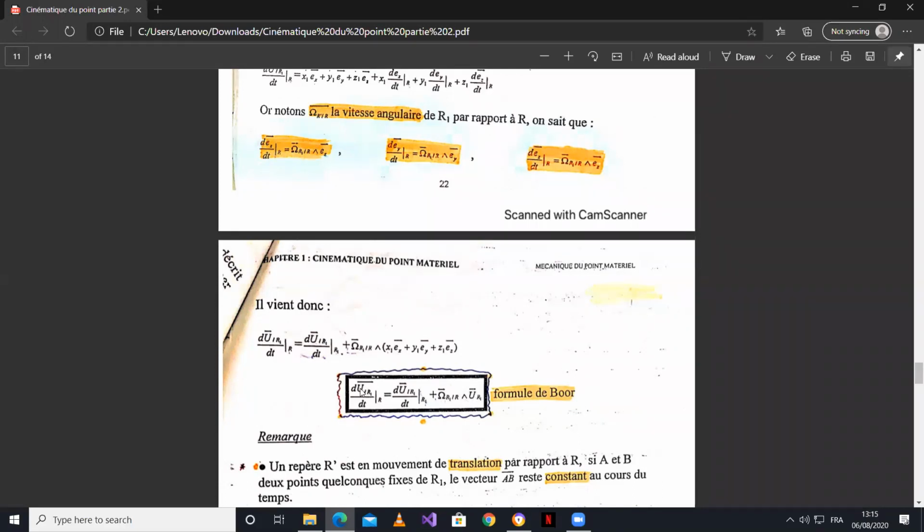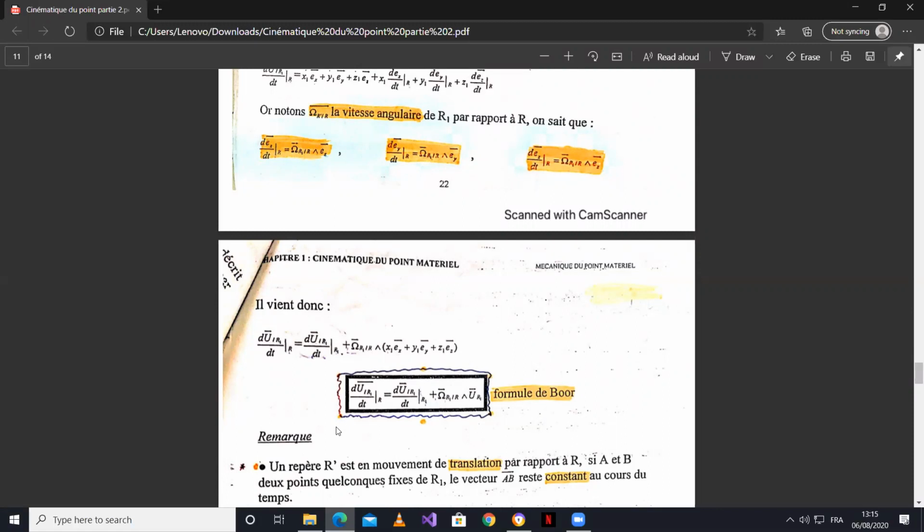You are deriving a vector written in one referential, but you are deriving it in another referential. You are deriving a vector written in one referential, but being derived in another referential. So it's like you're deriving it in a foreign referential.